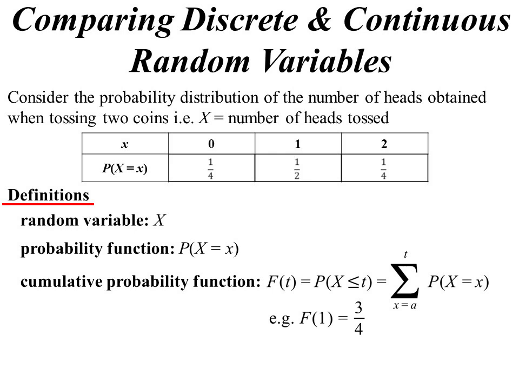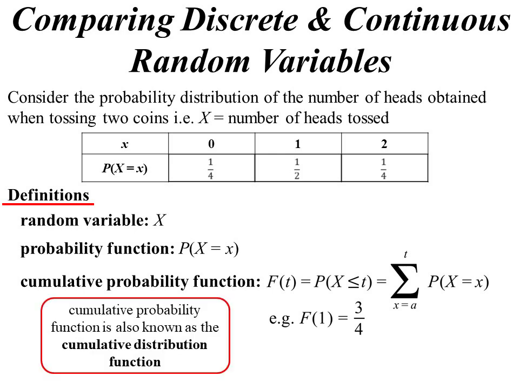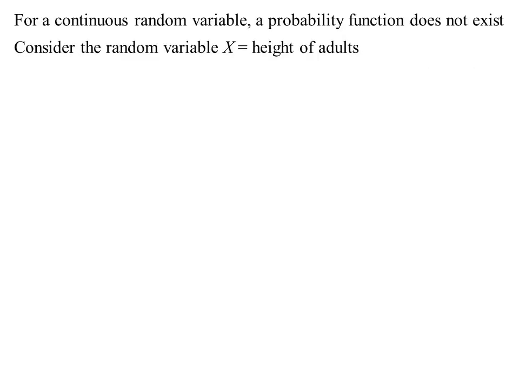So for our question then, we would be starting at 0 because that's our first value, and if I was to go all the way up to 1, then it would be 3/4. The cumulative probability function, also called the cumulative distribution function. But for a continuous random variable, here's the thing. The probability function itself doesn't exist. And that's the difference between discrete and continuous.